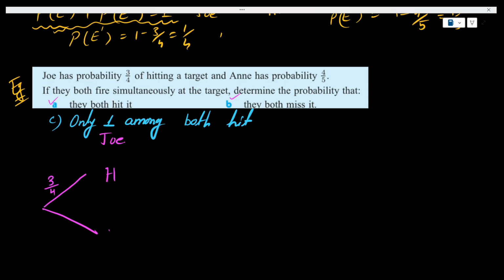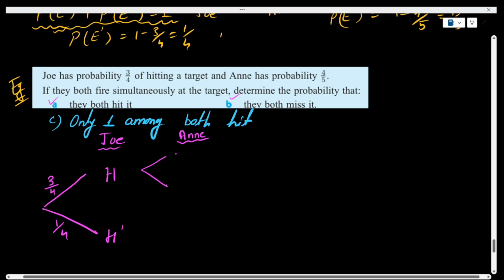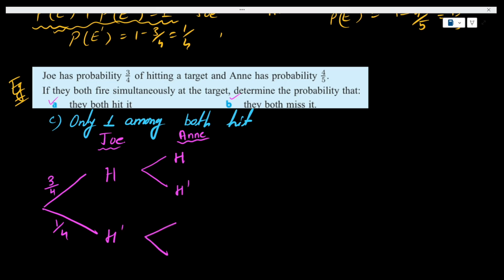That means missing, not hitting the target. You can write it down as H, or M, also. It is going to be 1 minus 3/4, which is 1/4. Now the second target, the second event, is the targeting by Annie. So she can also hit the target or not hit the target. Similarly here also you will get hit the target, not hit the target.